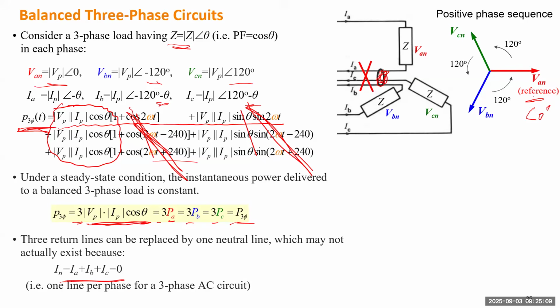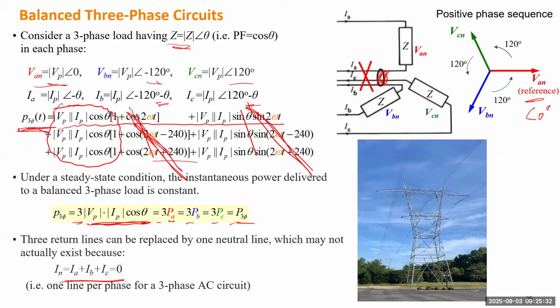So which means if we use an AC source to power a balanced AC 3-phase load, we don't need the 4 transmission lines. We don't need the 6 transmission lines, and we don't need the 4 transmission lines either. We only need 3 transmission lines, which is very efficient. Just 1 line for each load.